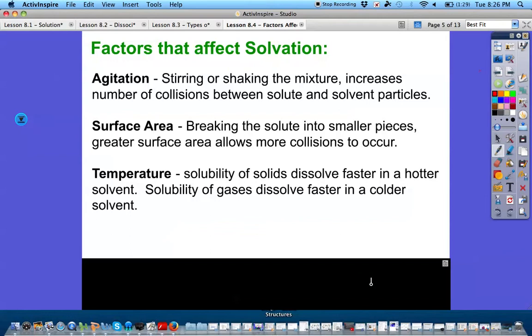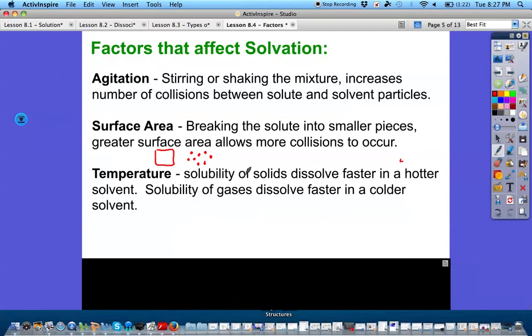Surface area. Breaking the solute into smaller pieces gives greater surface area, and this allows more collisions to occur. If you think about a sugar cube, you only have 4 surfaces to collide with. But if you have the individual sugar granules, there are much more surfaces for the collisions to take place. And that's what breaking it into smaller pieces does.